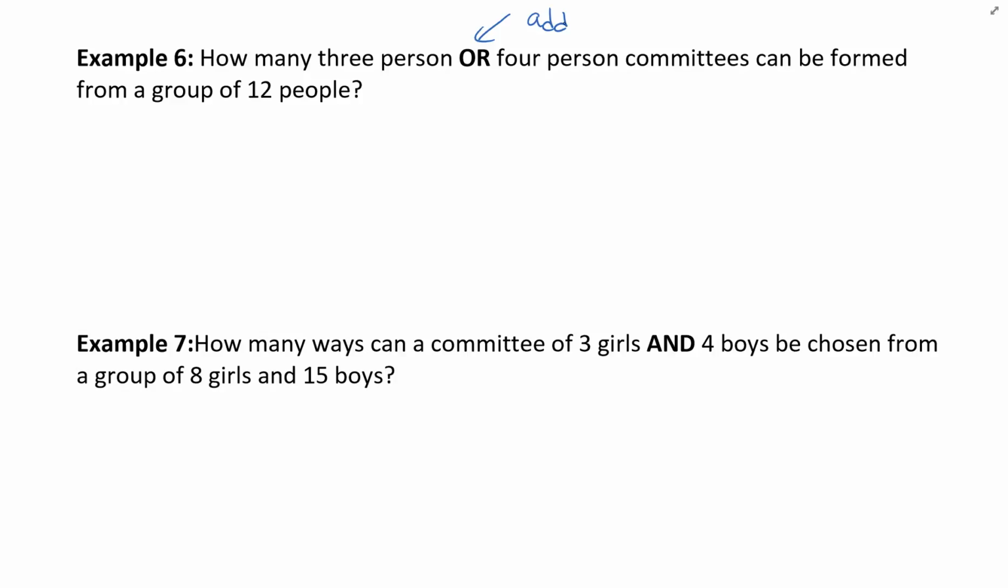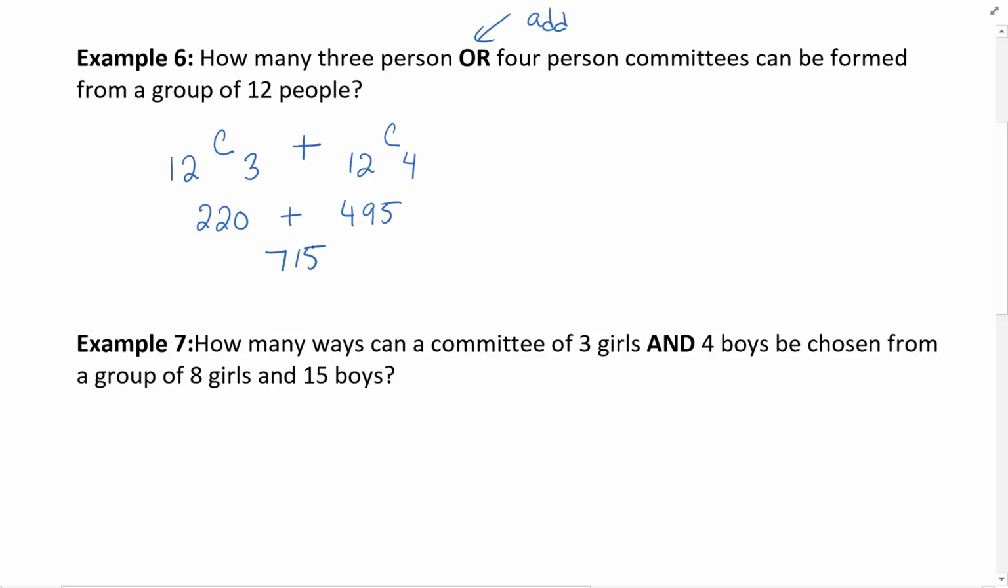Okay, so let's do the first one. If we only want a 3-person committee, 12 people to choose from, 3 people on the committee. 4-person, 12 people to choose from, 4 people on the committee, and then we're going to add those together. So this would give me 220. This would give me 495, and that's just using my calculator. Add those together to give you 715. And again, pause where you need to. It's always good to try these examples out before I go through them with you.